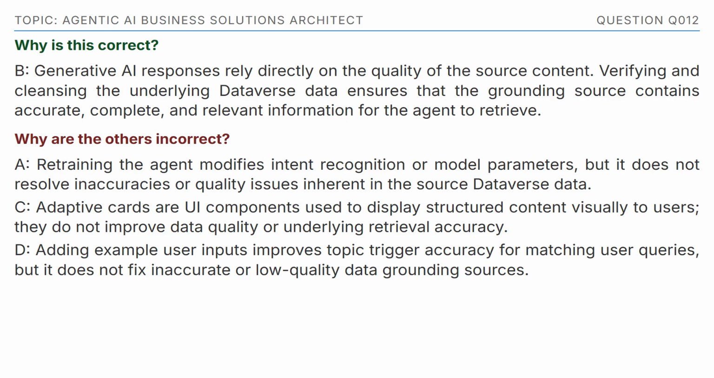A. Retraining the agent modifies intent recognition or model parameters, but it does not resolve inaccuracies or quality issues inherent in the source Dataverse data. C. Adaptive cards are UI components used to display structured content visually to users. They do not improve data quality or underlying retrieval accuracy. D. Adding example user inputs improves topic trigger accuracy for matching user queries, but it does not fix inaccurate or low-quality data grounding sources.